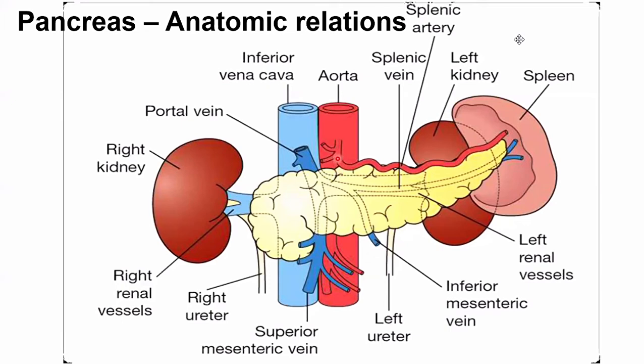And once it branches off, the splenic artery runs along the upper border of the body of the pancreas, tortuously, and goes towards its tail and eventually to the spleen. So this is the anatomic relationship of other organs with the pancreas.